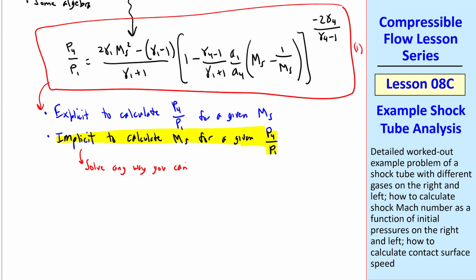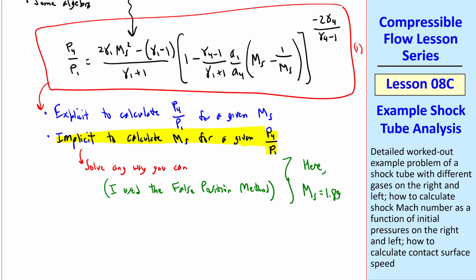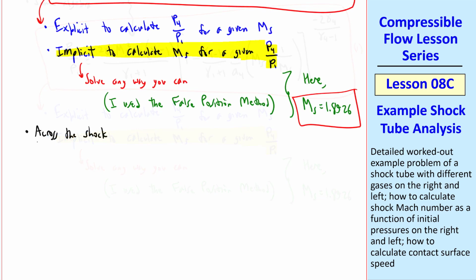So solve this any way you can. Newton's method, trial and error, software, fancy calculator. I used my old favorite, the false position method. And I get ms is 1.8926. Now let's calculate properties across the shock.